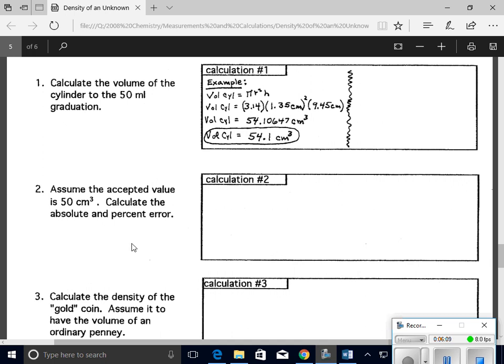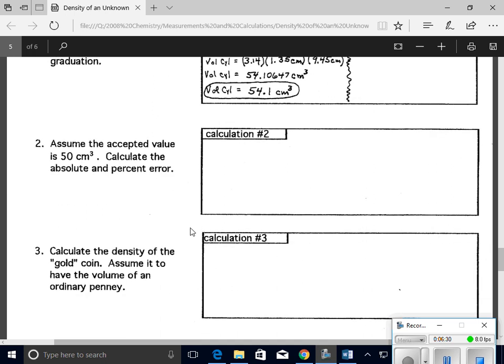You might hear sometimes, if you watch a movie or some kind of TV show dealing with a hospital, they talk about cc's. Those are cubic centimeters. Give me 50 cc's, you might hear a doctor say. That's a cubic centimeter, which is the same as 1 milliliter.